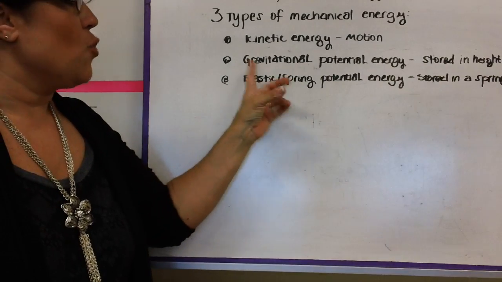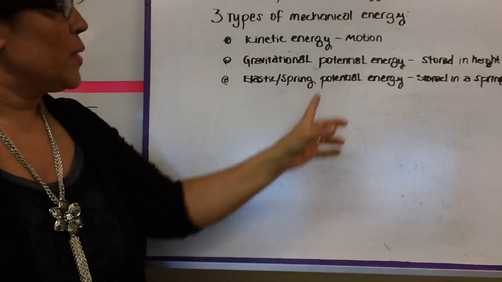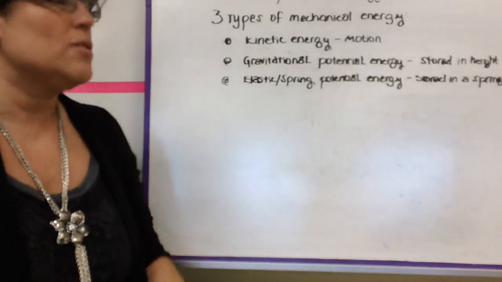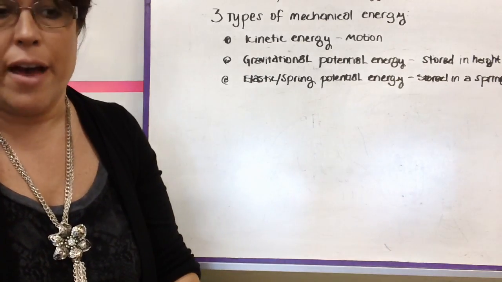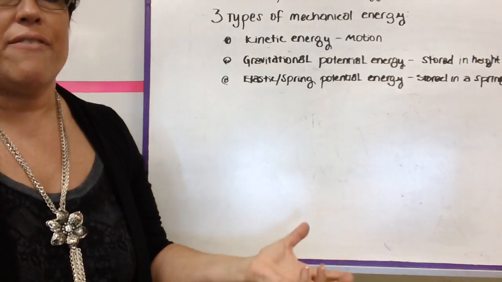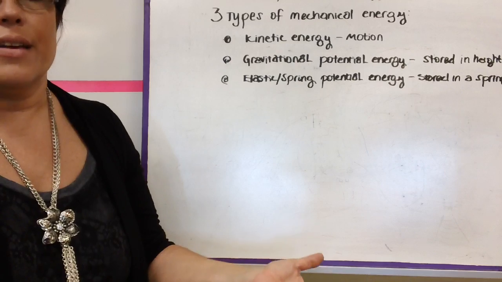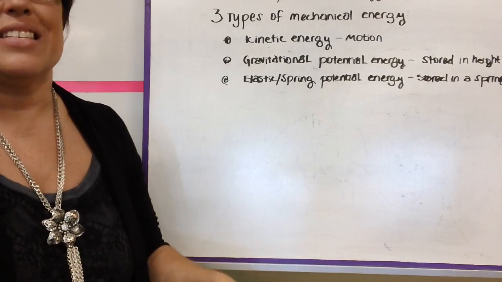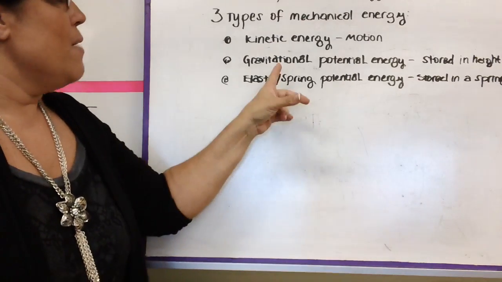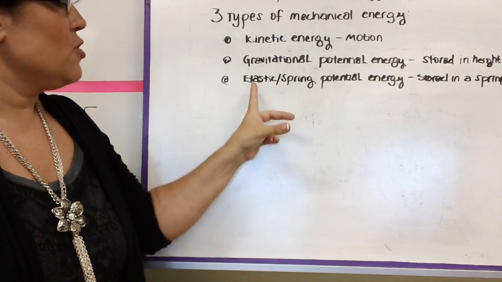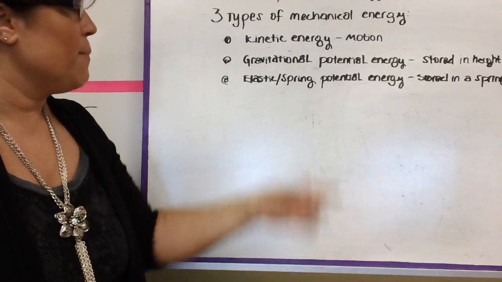The next one is gravitational potential energy. So we have potential energy, and that's really the possibility that the object could have energy. It doesn't necessarily have energy at that point. It doesn't have kinetic energy at that point, but it has the ability to do kinetic energy or to do work. And we have two types. One is gravitational, the other is elastic and spring.